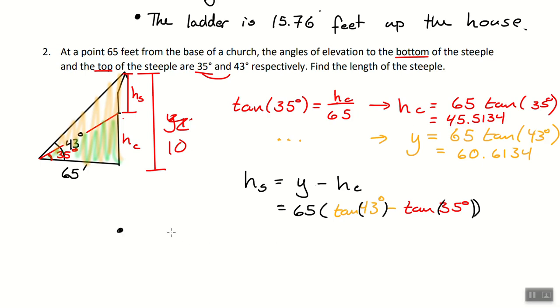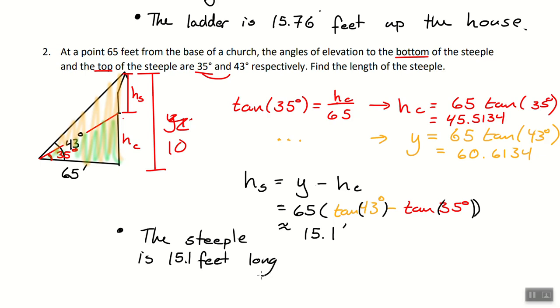Okay, as we're here, what does this come out to be? I don't have the answer in front of me. 15.0999. How's that round? 15.1, and it's feet, right? Okay, check it out. The steeple is 15.1 feet long. We done.